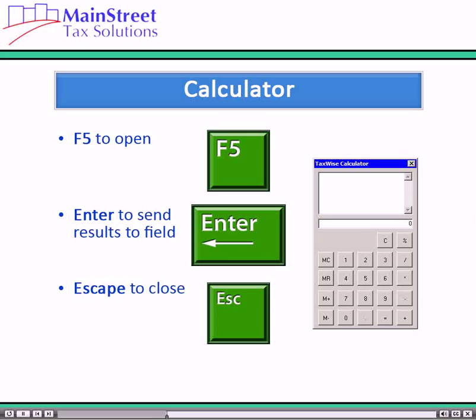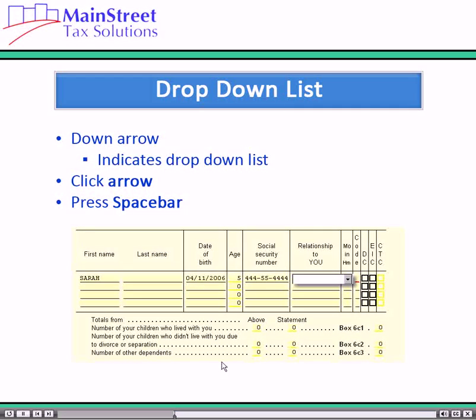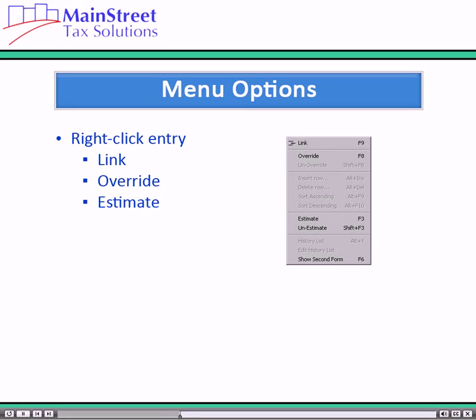Press the F5 function key from an entry to open a calculator. The tax software enters the result of your calculation to the entry when you press Enter. To close the calculator without copying, press Escape. A down arrow next to an entry indicates that there is a drop-down list available. Click the arrow or press the spacebar to see and select from the drop-down list. Right-click an entry to select from a menu that offers options relevant to that entry.